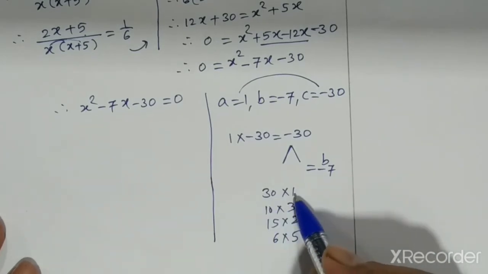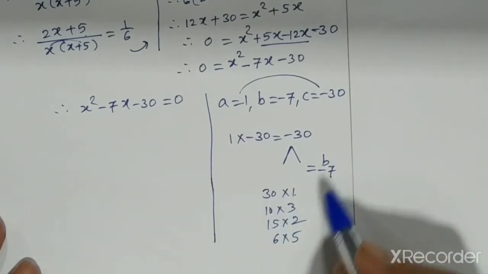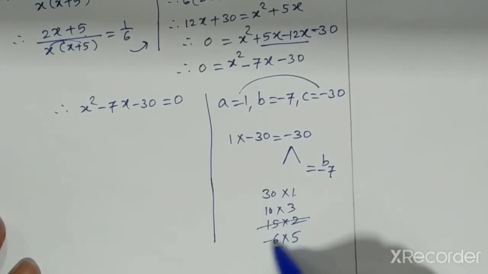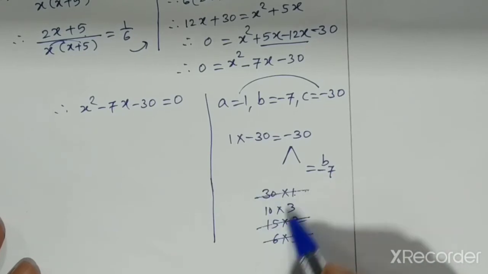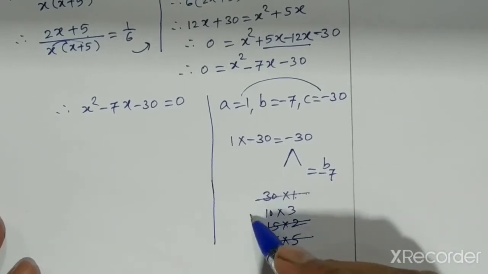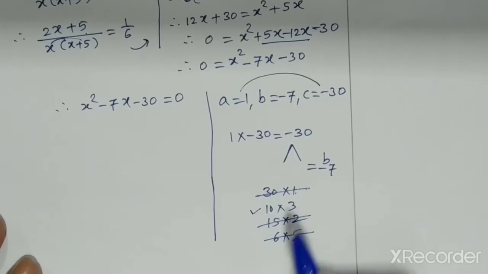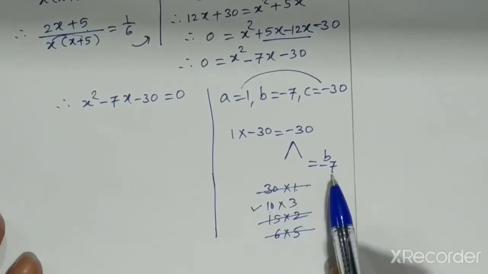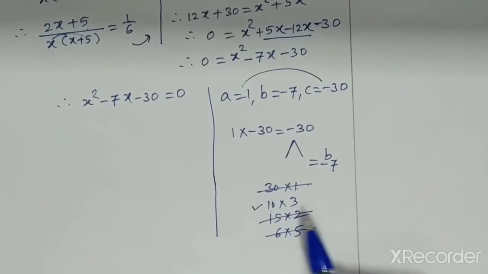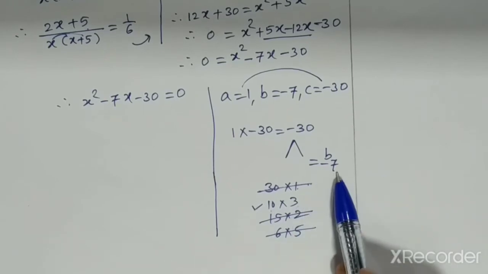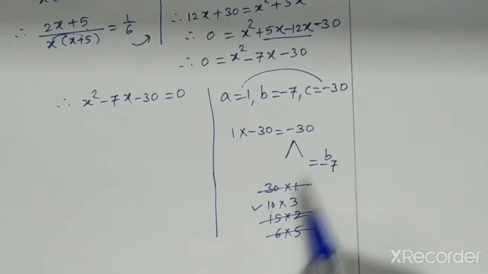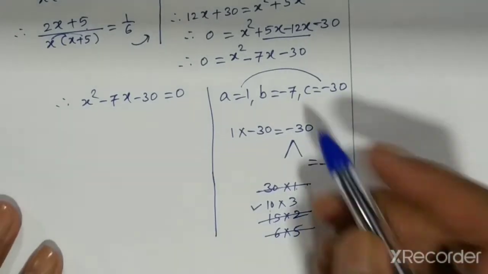So here the addition and subtraction is not 7. Here also the addition and subtraction is not 7. So these three pairs are cancelled. So we will select this pair 10 and 3 because 10 minus 3 is 7. So addition is not equal to B but subtraction is equal to B. So this pair is selected.